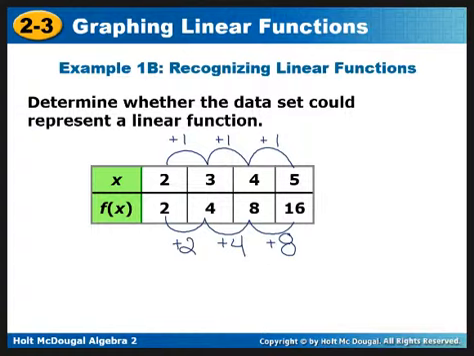Just like the last one, they are increasing specifically on the top at the same rate. But on the bottom, even though they're increasing, they are increasing at different rates. All right, they are not constant on the bottom, or they are not consistent. Because they are not consistent, that tells us this is not a linear function.